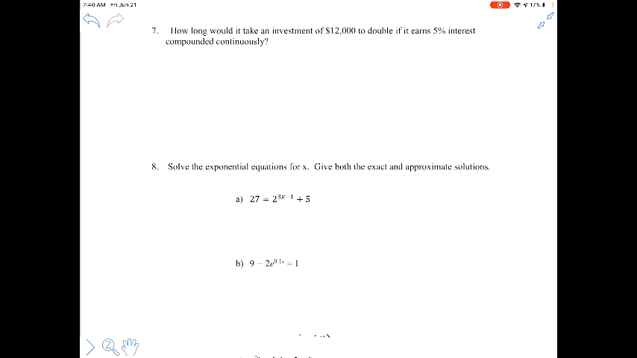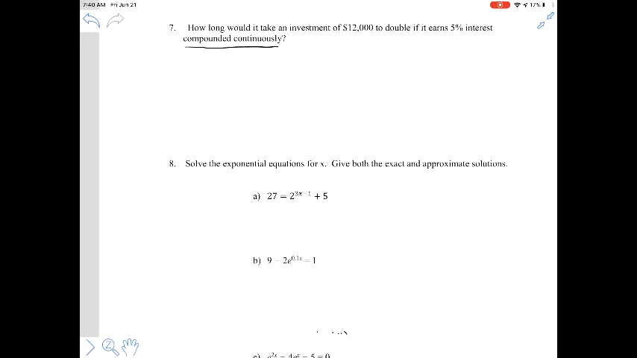Okay, for number 7, compounded continuously means we're going to use that formula where A is the future amount, P is the principal investment, which is $12,000. That's our interest rate, 0.05. How long will it take means we're trying to solve for t. What does t equal?